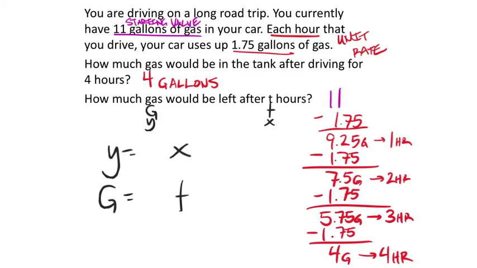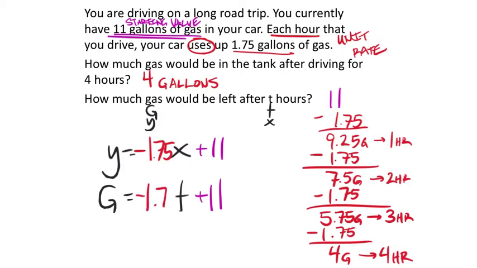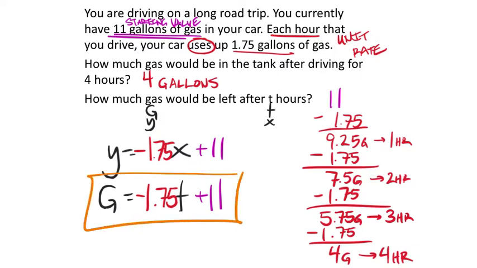So they did tell us as well that you're going to use up 1.75 gallons every hour, but you're using it up, which makes that a negative 1.75 slope. And then again, they gave us a starting value of 11 gallons there, so plus 11. So again, we're just filling in the same values here for the formal equation. And again, if you wrote that as 11 minus 1.75 T, you'd still get full credit.